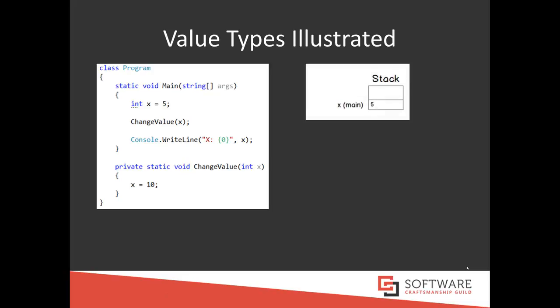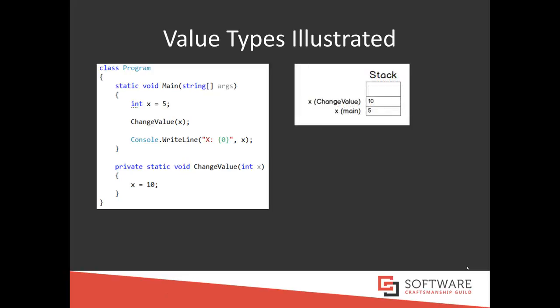When we declare int x equals 5, on the stack it's going to create a location for x in the main method and set the value to 5. Then we call the change value method. We pass the value of x in as a parameter.